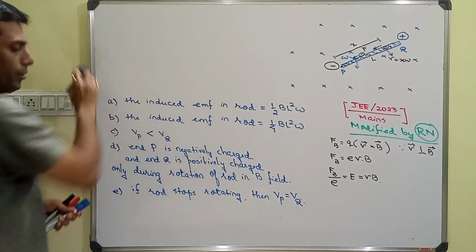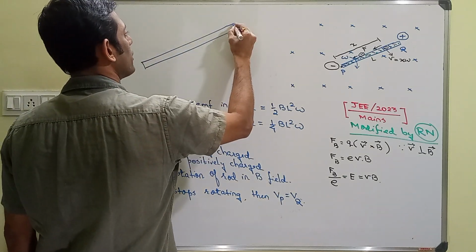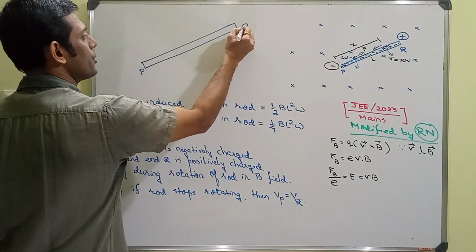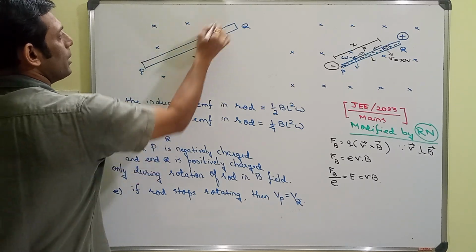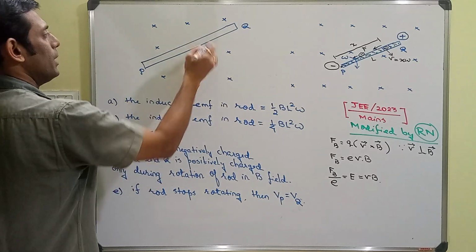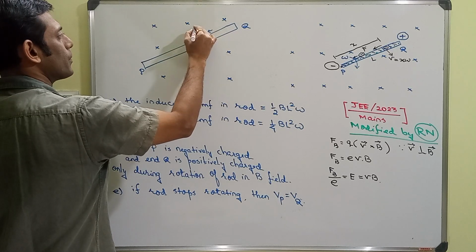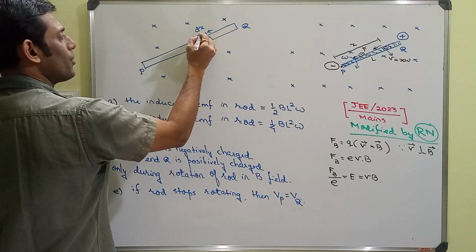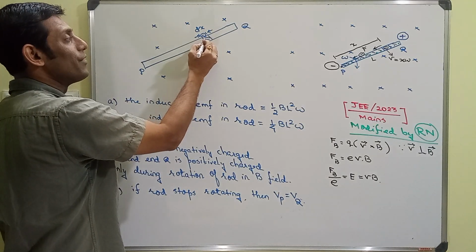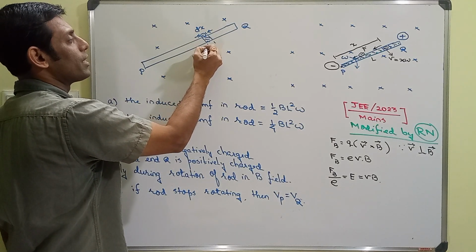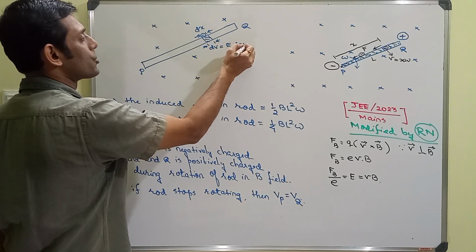Now see, we have the length of the rod taken like this, with this end as P and this end as Q, and the magnetic field is located like this. Say, for example, this is a small length of dx where there is a set of negative charges. These negative charges will have a difference of potential, dV equal to E dot dx.